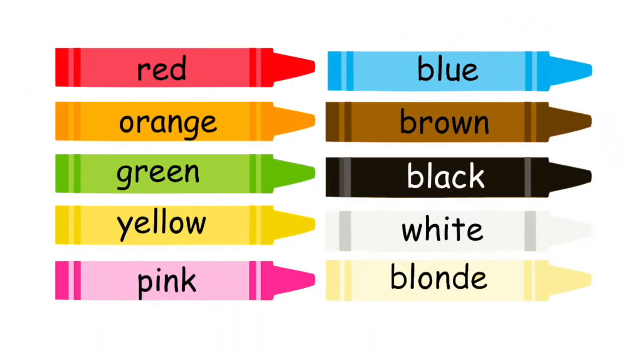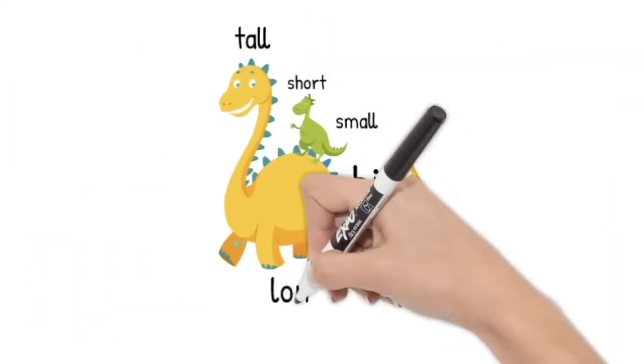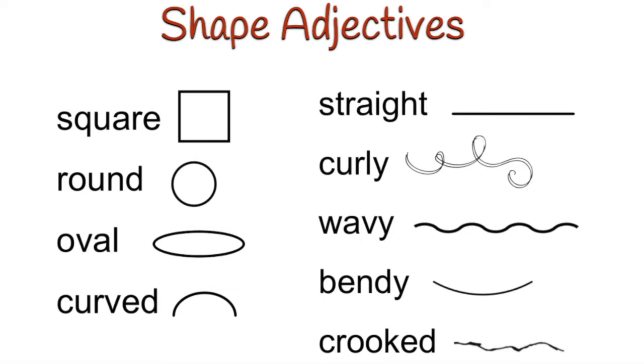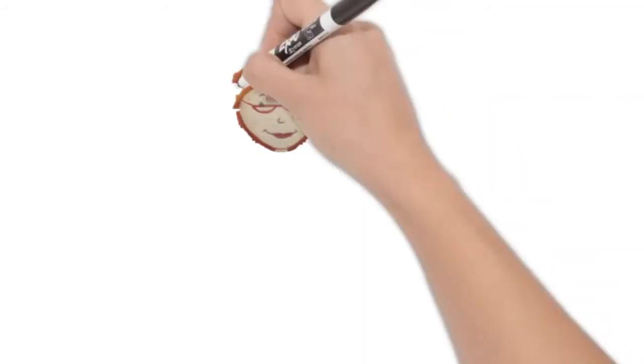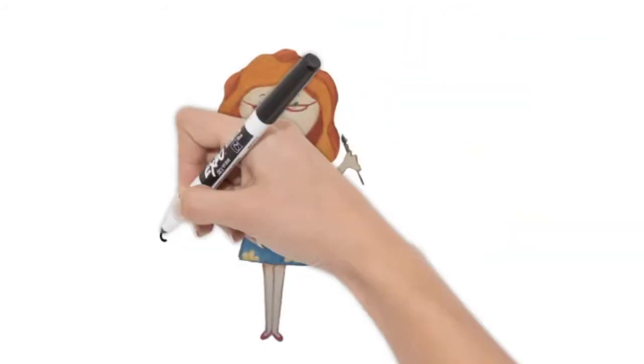I can add adjectives so the penguin knows what colours to imagine or what size something is, what shape something is. Something can be square, round, oval, curved, straight, curly, wavy, bendy or crooked. I'm going to label my picture using colour, size and shape adjectives.